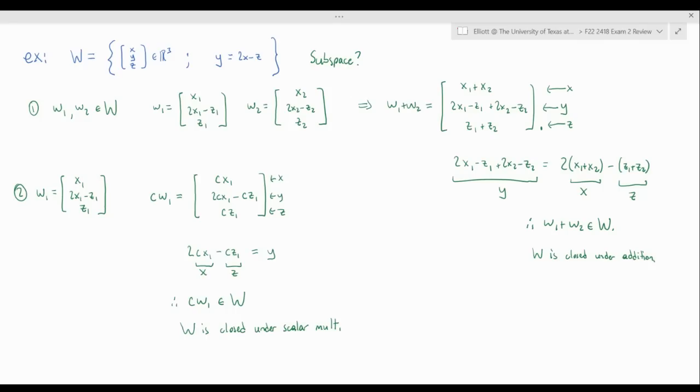So once you verify that your set is both closed under addition and closed under scalar multiplication, that means that W is a subspace. In this case, it would be a subspace of R3, since it was a subset within R3. Then I'll pause for a moment and ask if anyone has any questions about that.